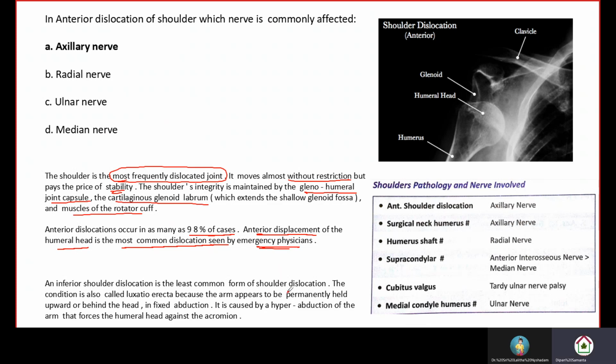This condition is called luxatio erecta, because the arm appears to be permanently held upward, behind the head in a fixed abduction. It is caused by hyperabduction of the arm that forces the humeral head against the acromion.